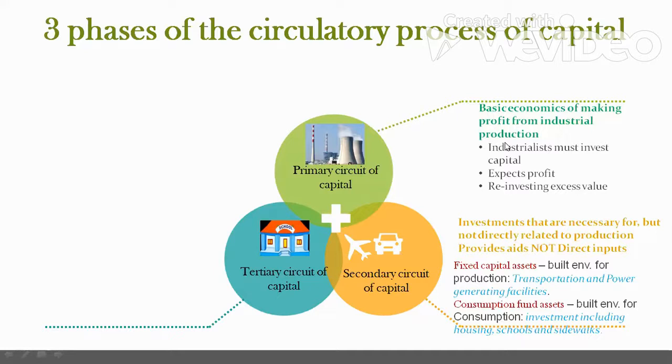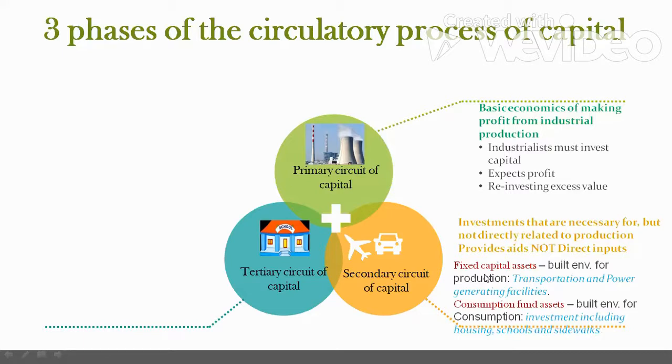But the secondary circuit is not necessarily directly related to production. It is not directly related to production or to direct inputs, but nevertheless it helps the production process indirectly. How? Through these 2 things, the fixed capital assets and the consumption fund assets.